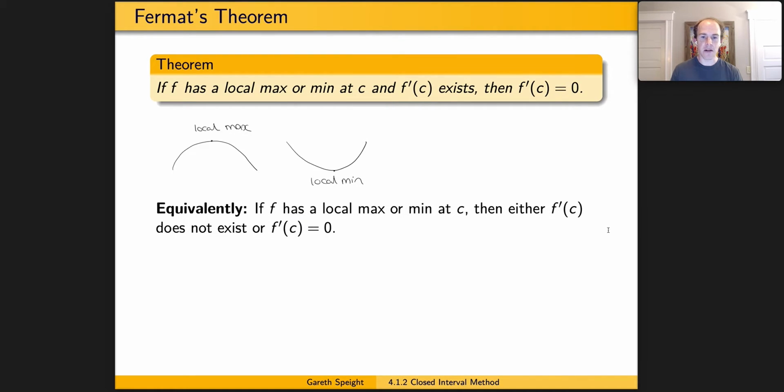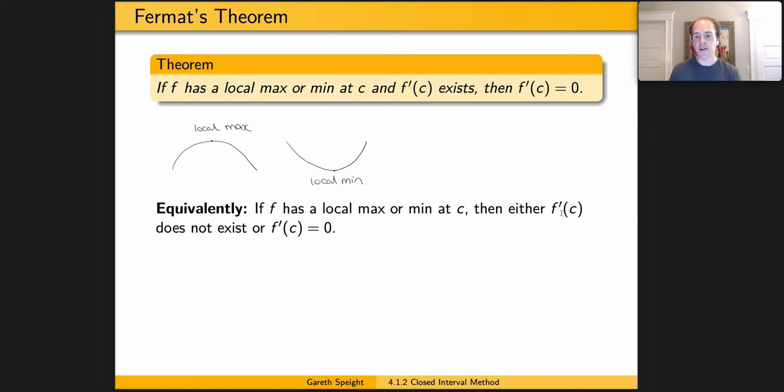Okay, and a nicer way to restate this is that if f has a local max or a local min, then either the derivative does not exist, or if the derivative does exist, then the derivative must be equal to 0. Stated this way, it's very nice because we're saying if we have a local max or a local min, either the derivative does not exist or the derivative equals 0.